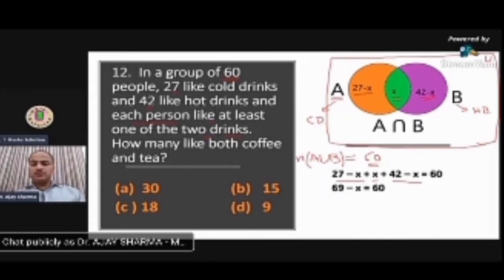So when we solve this, we get 69 minus x is equal to 60. So here we can easily figure out that x is 9. So the correct option is option D.